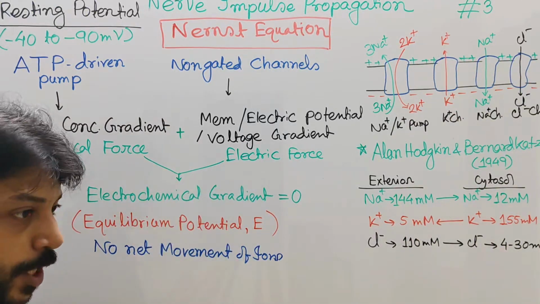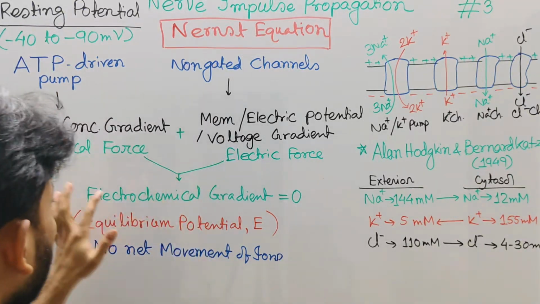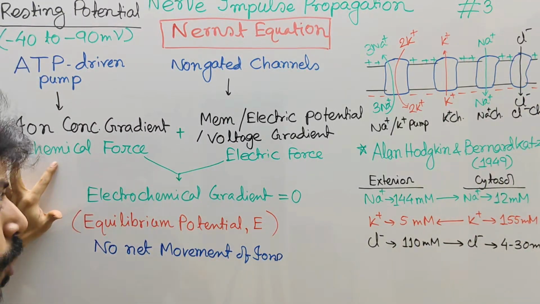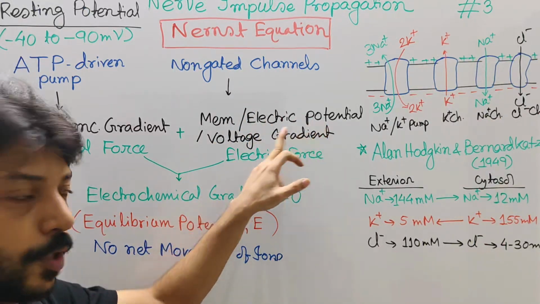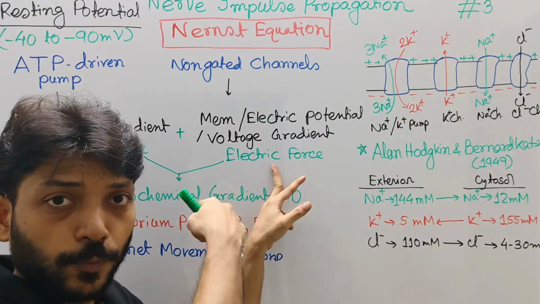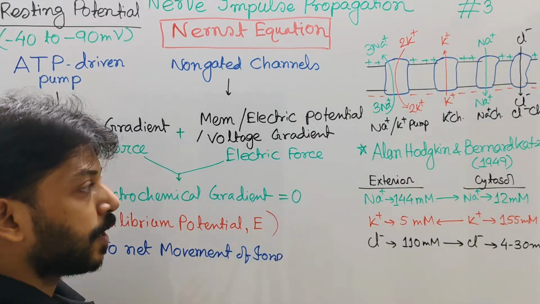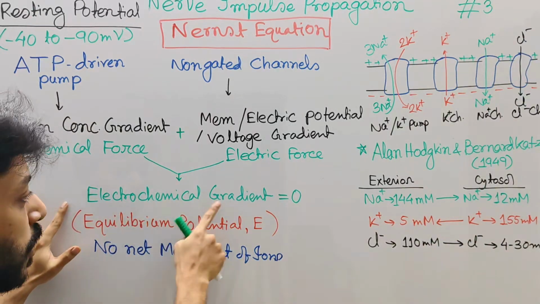Now these two forces oppose each other. The ion concentration gradient, or chemical force, tries to move the ions, and this membrane potential, or electric potential, or voltage gradient, tries to stop the movement of ions. This is called the electric force. Now together we call it the electrochemical gradient.